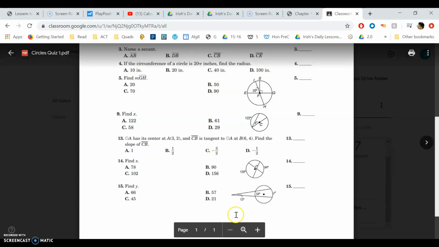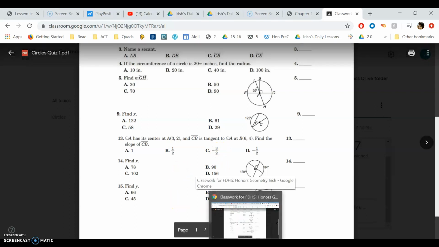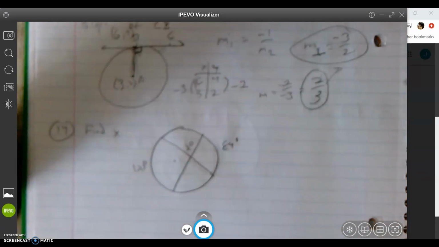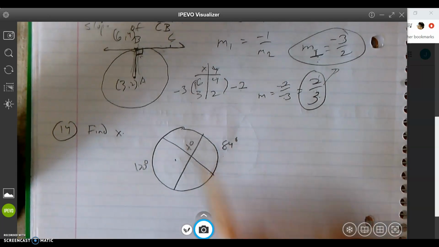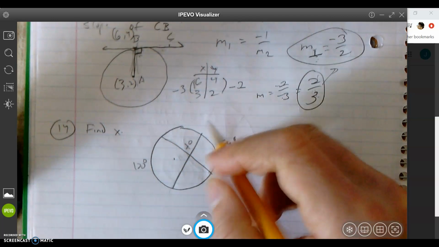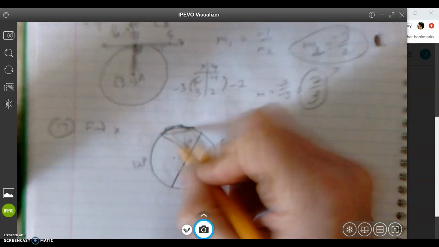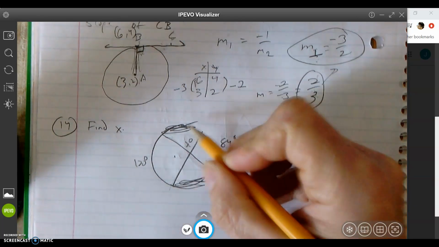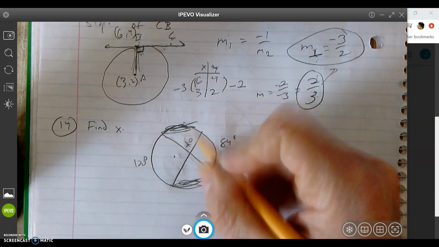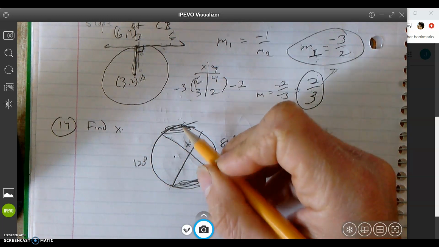All right, 2 more, 14 and 15. Cool. So 14, find x right here. This here is 2 chords that are combined. If you remember, we need to get this and this, I add these two up and I take half and I get x. So add up these 2 arcs and cut it in half and I get that.